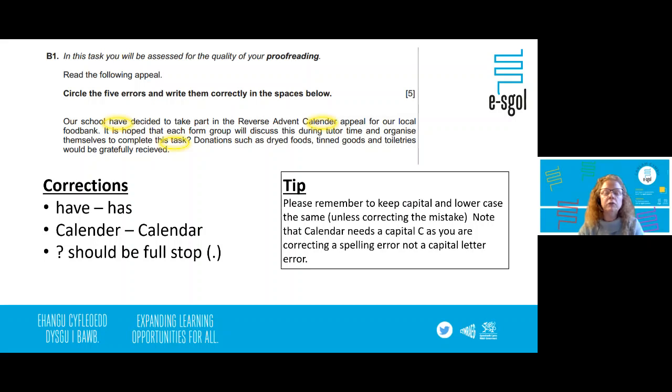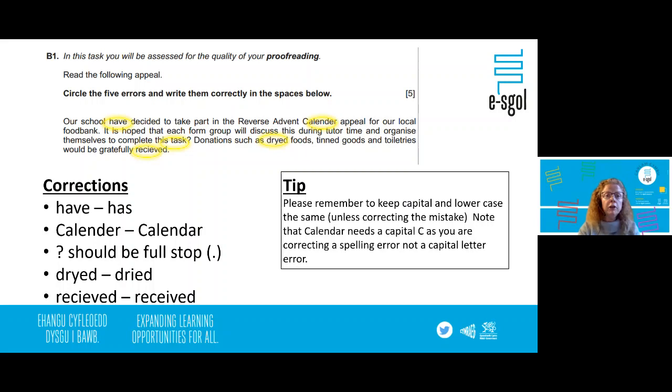Donations such as dried foods, okay, I know that doesn't look right. I know that's spelt wrong. So dried should be with an IE, not a Y. Donations such as dried foods, tinned goods and toiletries would be gratefully received. Okay, now if I remember my spelling rules from primary school, I before E except after C, received therefore is spelt wrong in this instance.